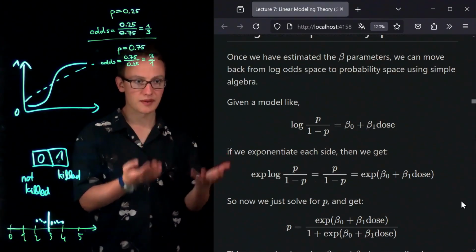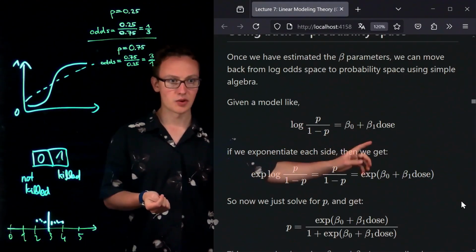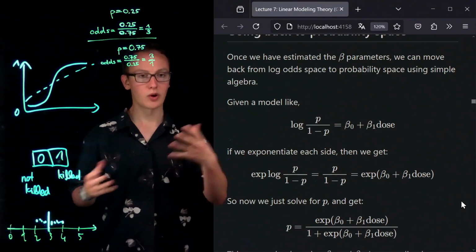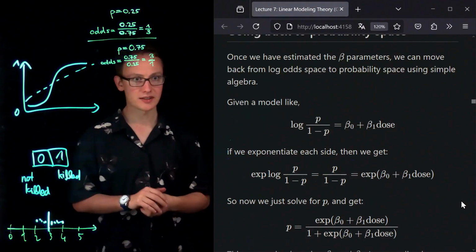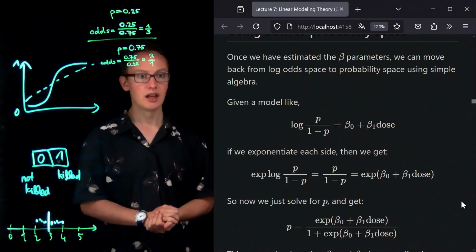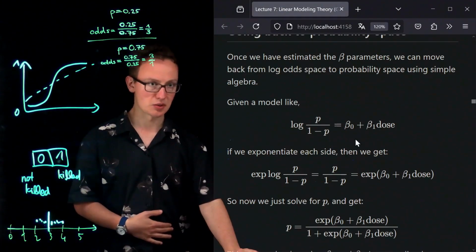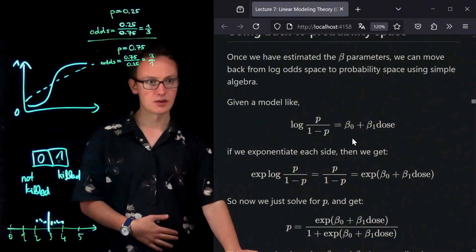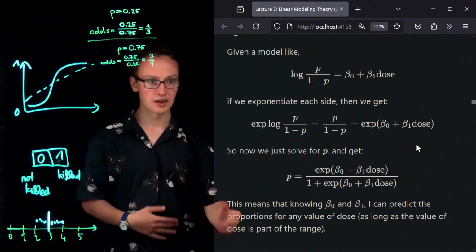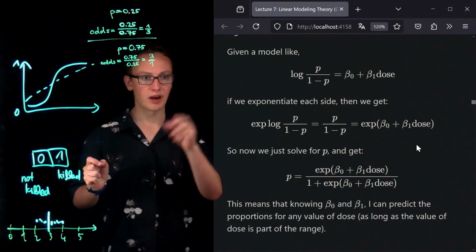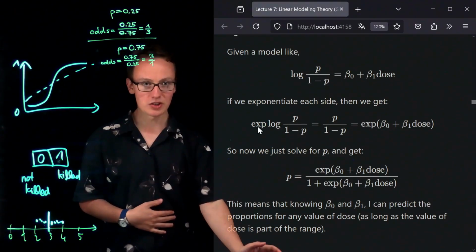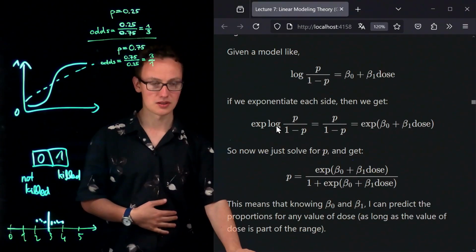And the thing is that once we've estimated our beta 0 and beta 1, we can then, if we want, move back from the log odds space in which the result will be expressed to the probability space using simple math, simple algebra. So let's say we had a logistic regression model like that. So log odds is equal to beta 0 plus beta 1 times the dose. Then we can use math. We can exponentiate both sides. So take e to the power of each term on each side, right? So if we exponentiate an expression of a logarithm, this will just cancel out the logarithm.